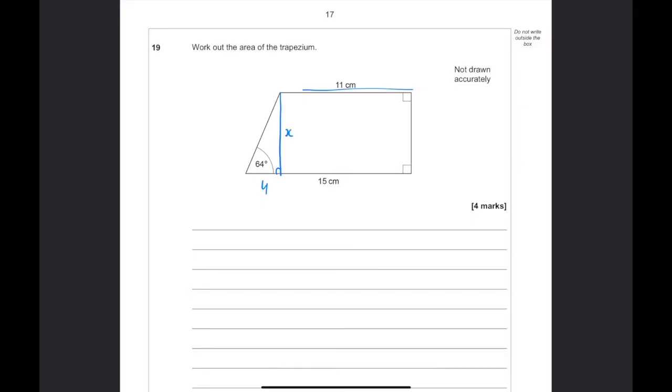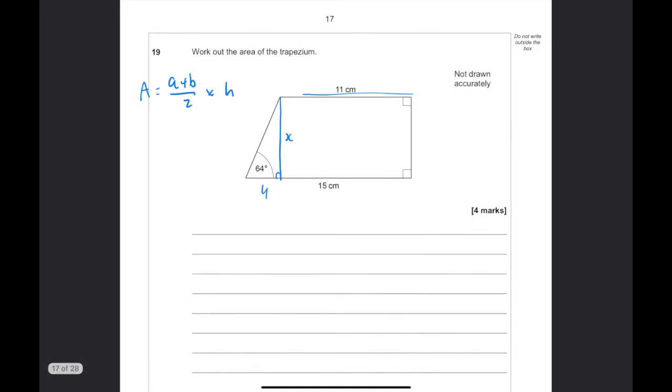Because, as we know, (a plus b) over 2 times the height is going to be the area of the trapezium. So what we have here is the adjacent and the opposite, so it's going to be TOA, which involves tan of 64 equals the opposite x over 4. So 4 lots of tan 64 is equal to our height.